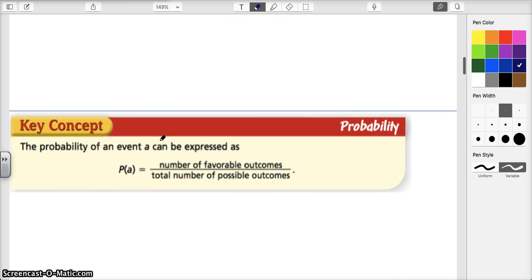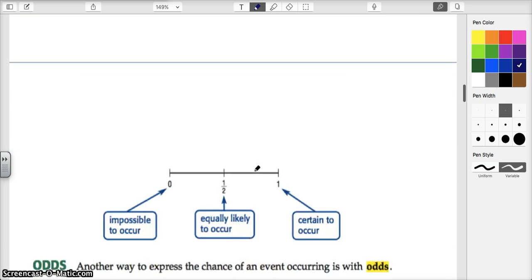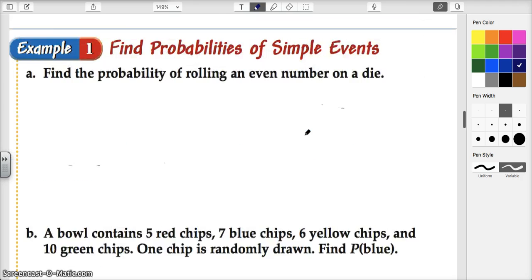And let's take a look at this right here. This is a key concept. This is how we talk about probability. The probability of an event A occurring is going to be the number of favorable outcomes over the total number of possible outcomes. So all the ways that the thing I want can occur, that number would be on the top, with the total number of possible outcomes at the bottom. And I think an example might be helpful. We were talking about odds a moment ago, but we'll get back to it as we look at some examples.